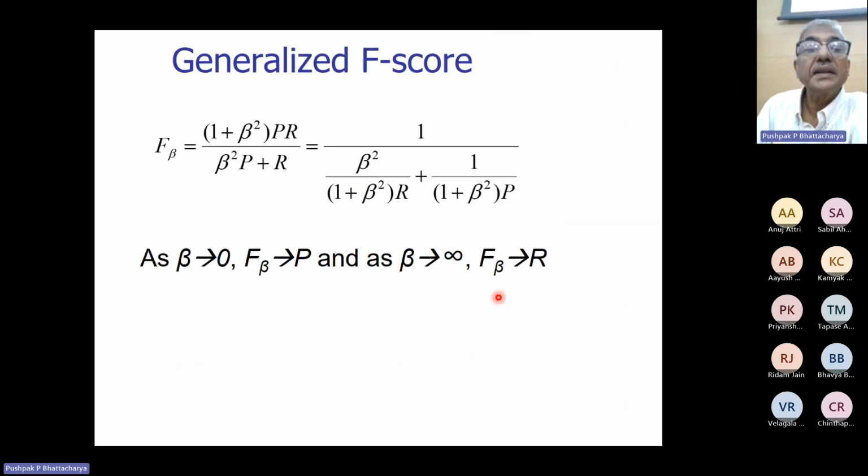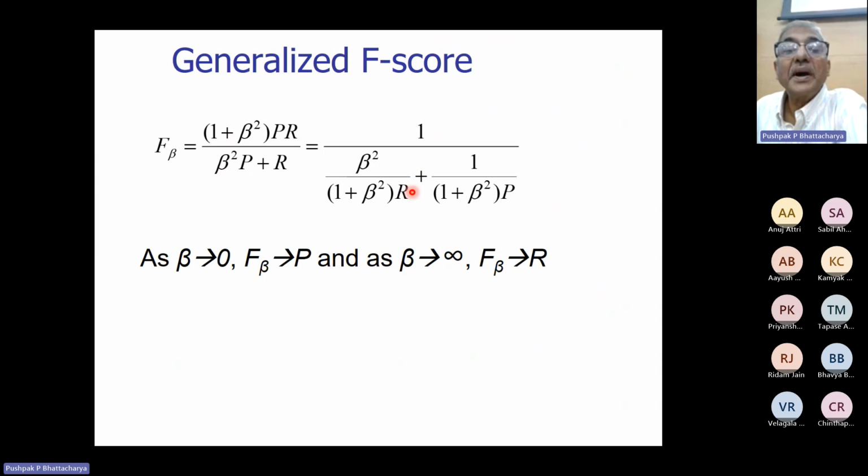So what you do is come up with another metric which combines precision and recall. The simplest form of combination is when precision and recall are given equal importance. If they're given equal importance, then beta value is 1. Beta value 1 means F1 score is equal to 2 into PR by P plus R, which is nothing but the harmonic mean of precision and recall.